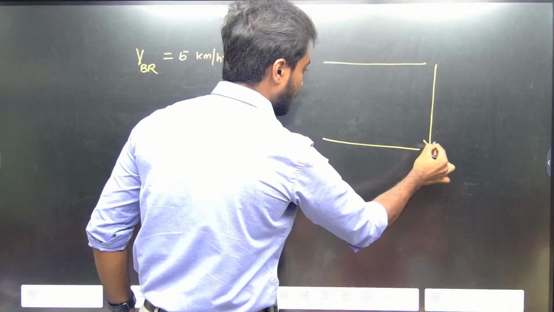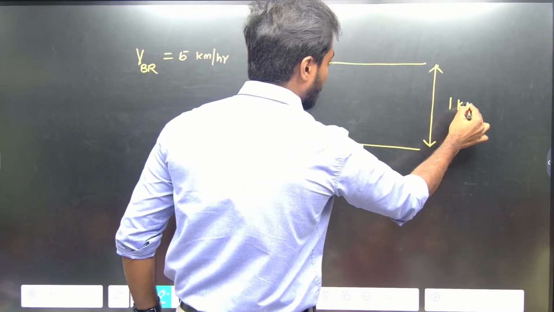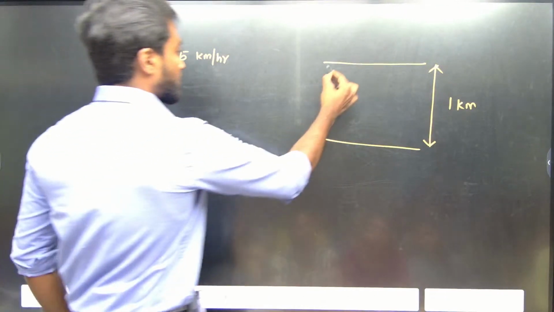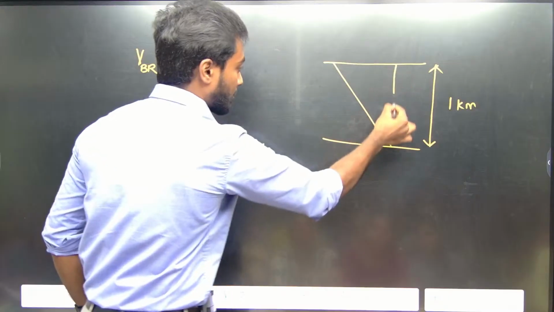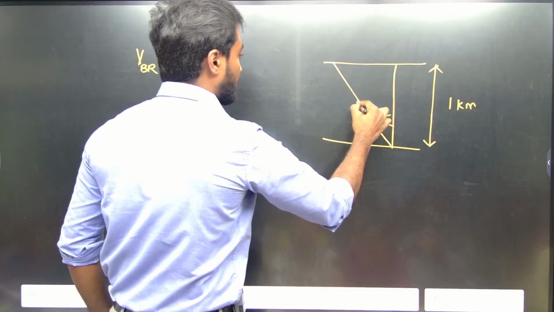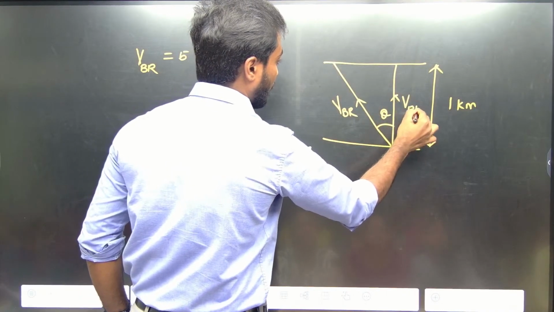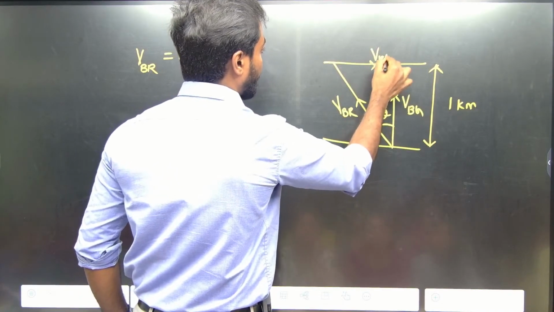So this is the width, 1 km, along the shortest possible path. What is the diagram for the shortest? It should start like this and end in this direction. This is theta. This is the velocity of the boat with respect to the river, the velocity of the boat with respect to ground, the velocity of the river with respect to ground.